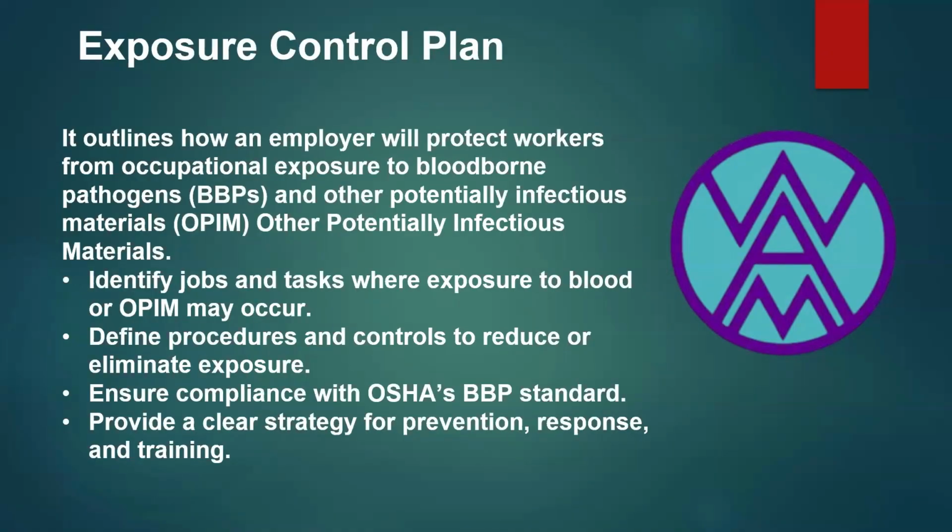It outlines how an employer will protect workers from occupational exposure to bloodborne pathogens and other potentially infectious materials, or OPIM. Identify jobs and tasks where exposure to blood or OPIM may occur. You have to identify that area. Define procedures and controls to reduce such hazards or opportunistic infections and eliminate the exposure. Ensure compliance with the OSHA bloodborne pathogens standard, in short BBP. Provide a clear strategy for response and training.